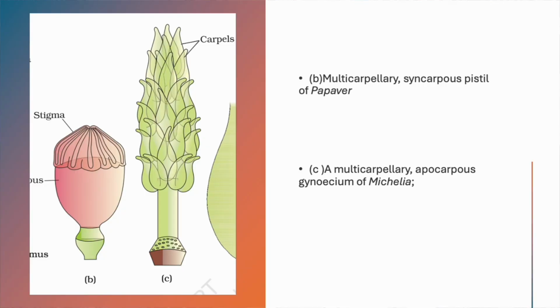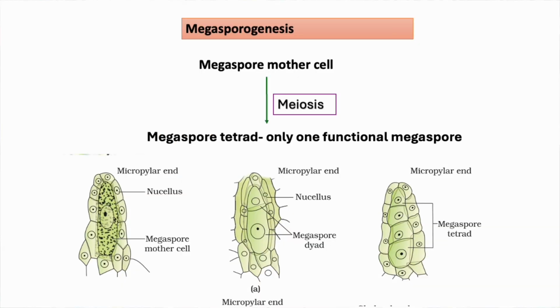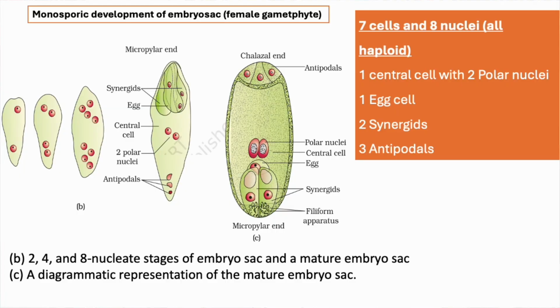The next topic is the female reproductive part. Learn the comparison between the pistil of Michelia and Papaver, which is given as a diagram in the textbook. Learn to draw the diagram of an anatropous ovule and the labelings. Learn the process of megasporogenesis, again all the cells, their ploidy and the type of division taking place. Then we move to the development of a mature embryo sac. Remember to name all the 7 cells which are produced, the number of nuclei, its fate, its importance, and the diagram.